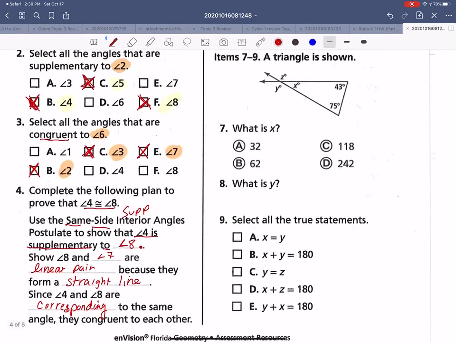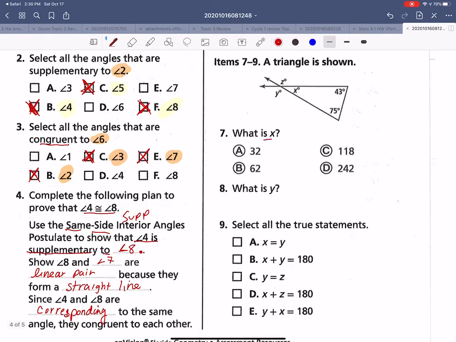It says, what is x? So I see this triangle here, right? Those all have to add up to 180. So let's set that up. Those three angles of the triangle add up to 180. So I can combine these, right? And I get x is 62. Oh, that's nice. That was one of my choices.